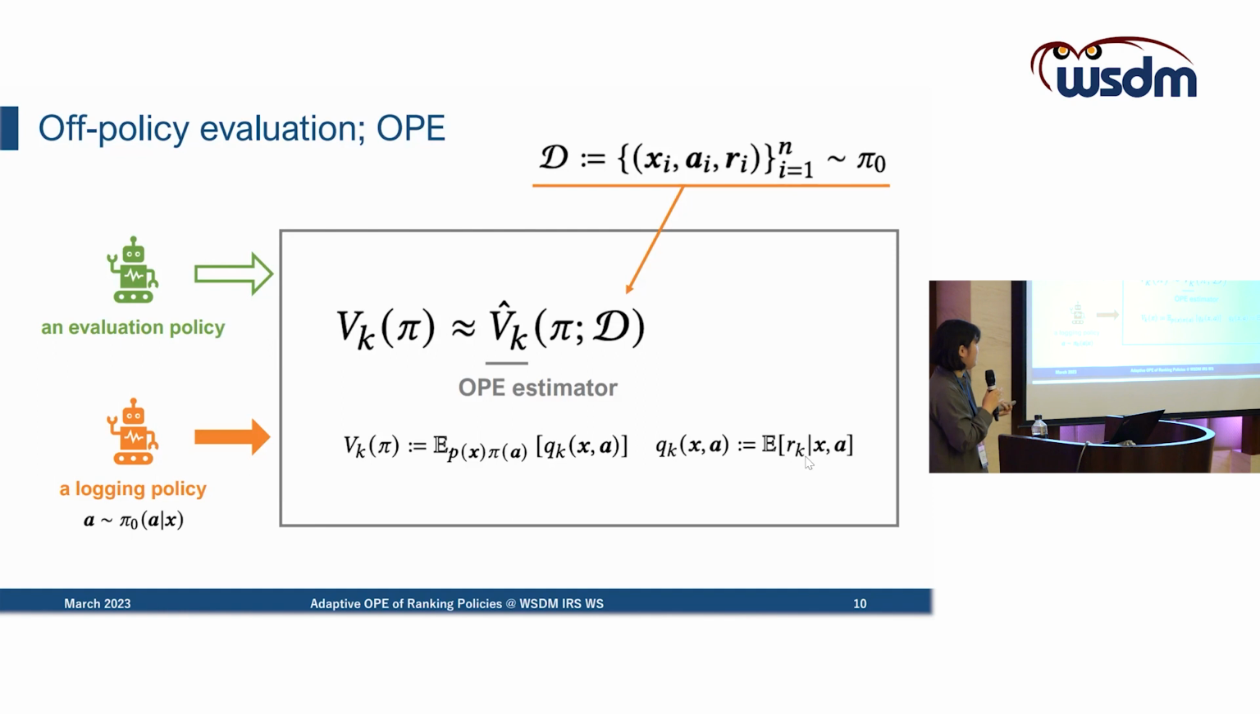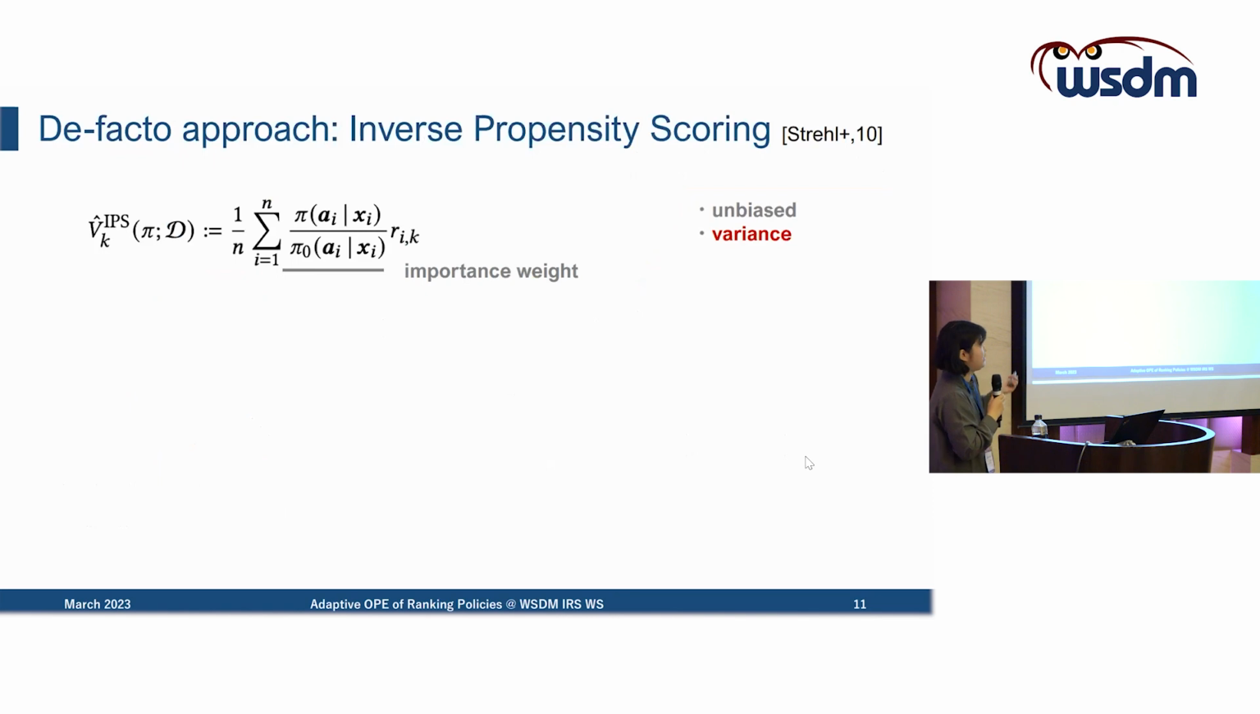But the problem here is that we often have a distribution shift between the logging and evaluation policy. So the de facto approach to off-policy evaluation, called inverse propensity scoring, applies the importance sampling technique to correct the distribution shift between the logging and evaluation policy. And in this way, IPS enables unbiased estimation, which is very nice. However, this estimator is also known to suffer from high variance when the importance weight is very large or there is weak overlap between the logging and evaluation policy.